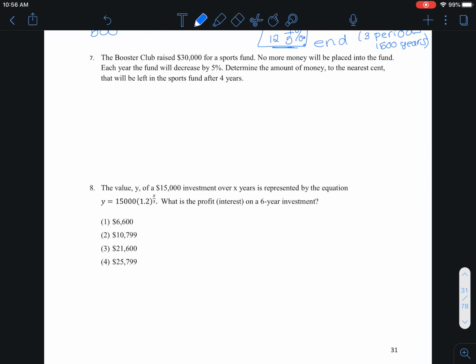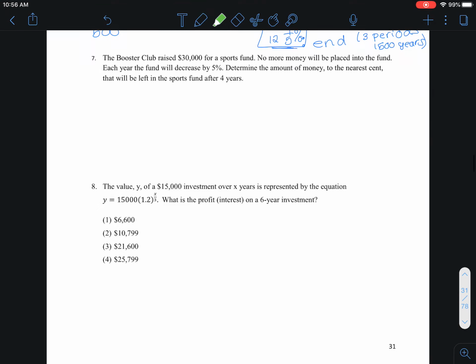So number 7, the Booster Club raised $30,000 for a sports fund. Okay? No more money will be placed into the fund. So it's just $30,000 in the fund and that's all they have. Each year, the fund will decrease by 5%. So they're taking out money each year by 5%. Determine the amount of money to the nearest cent that will be left in the sports fund after 4 years. So after 4 years, each year they're taking out 5%. They want to know how much money will be left in the fund.